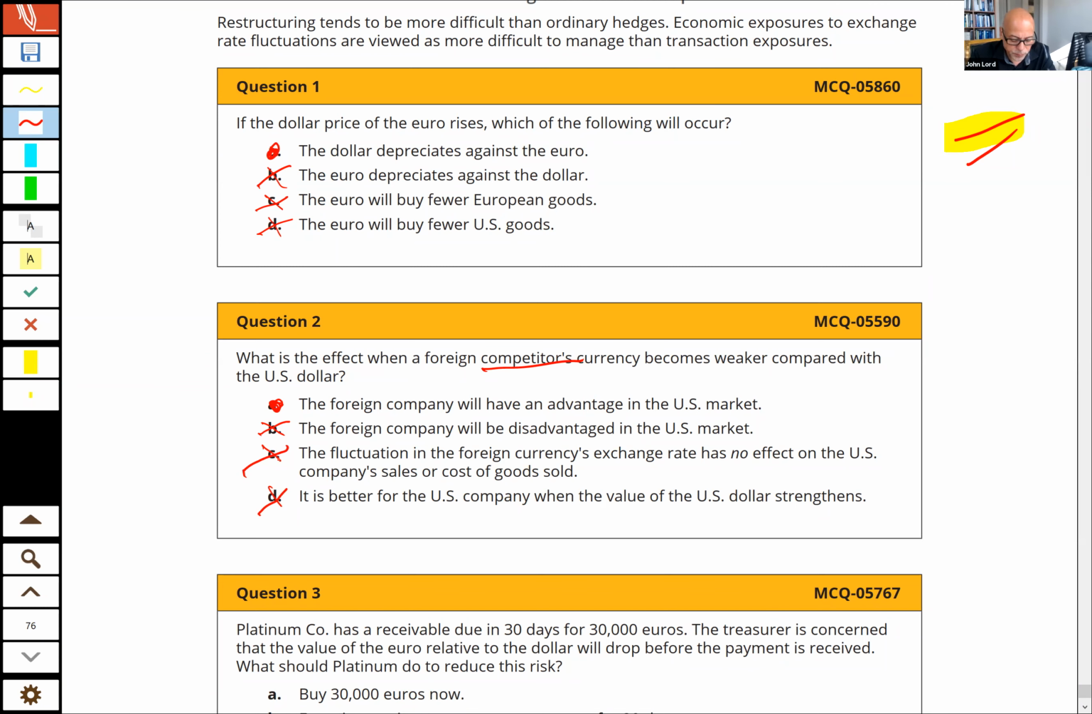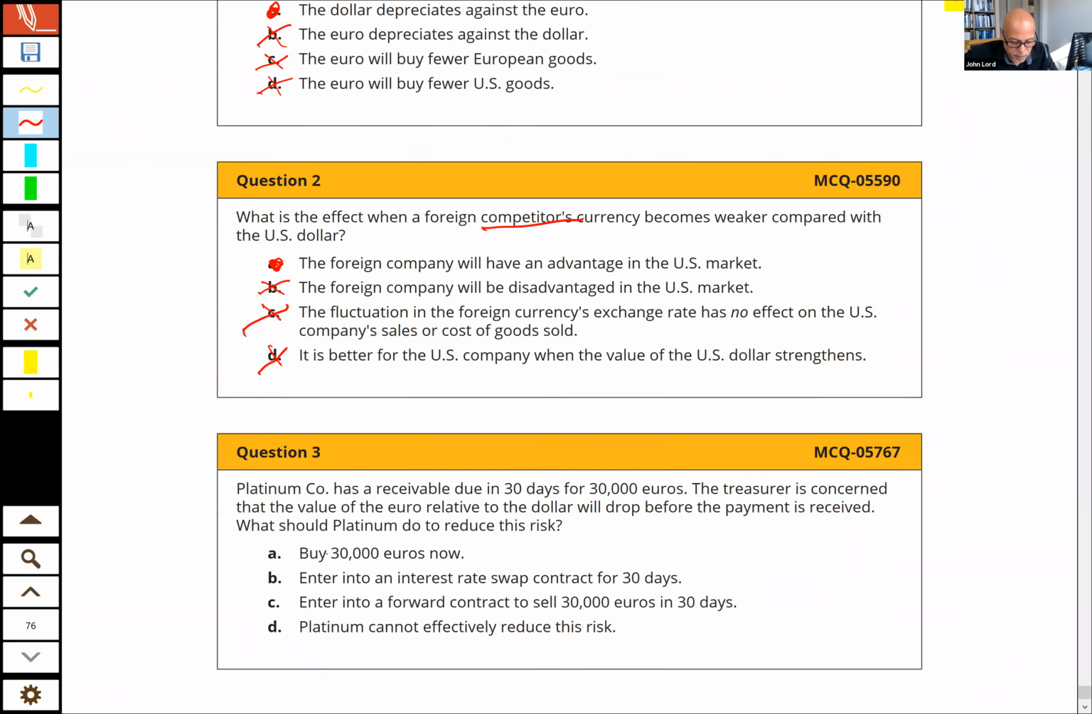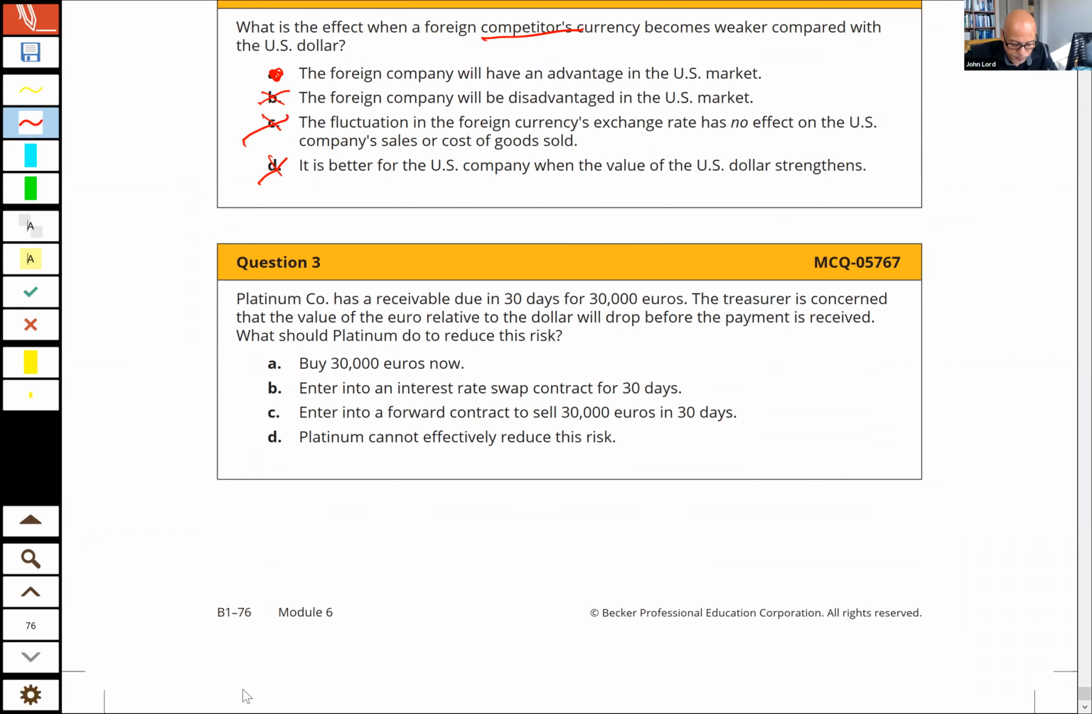Question? Okay, so you want to try to start to handle these problems in this manner where you're sitting here and thinking about, well, what does it mean? Is it going to take me more dollars to get the foreign currency, or less dollars to get the foreign currency, and then how does that translate into the ability to acquire the goods? Okay, good. Let's take a look at number three.